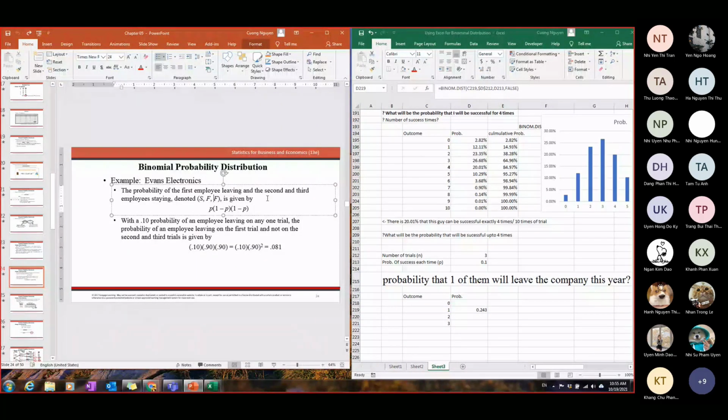So the probability of the first guy quitting will be 10%, and the 2 others staying will be 90% times 90%. Multiplied together, that should be this much, 0.081. That will happen.